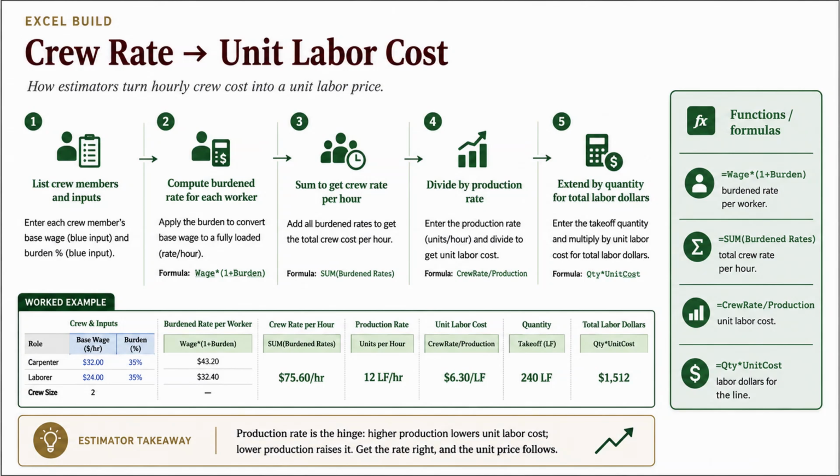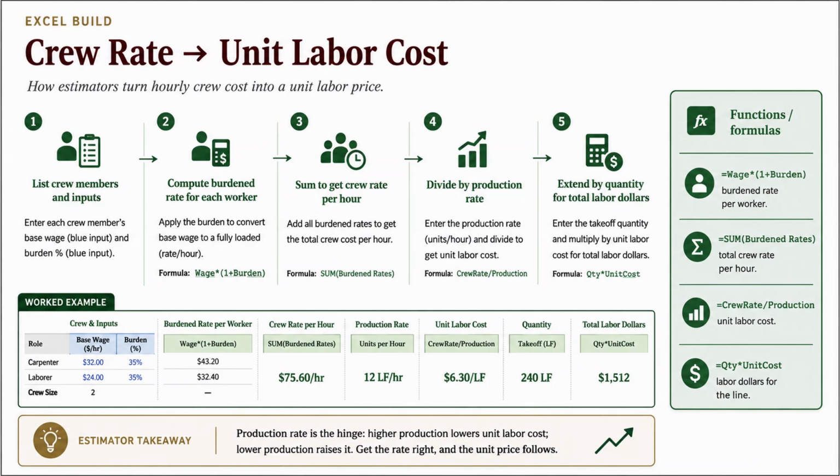Two ways to express it, flip sides of one coin. Production rate, units per time. A crew hangs 40 sheets of drywall a day. Unit rate, time per unit, 0.35 labor hours per sheet. Get comfortable flipping between them, because the field speaks daily output, and your estimate wants labor hours. The conversion is just division. Crew labor hours per day divided by units per day.